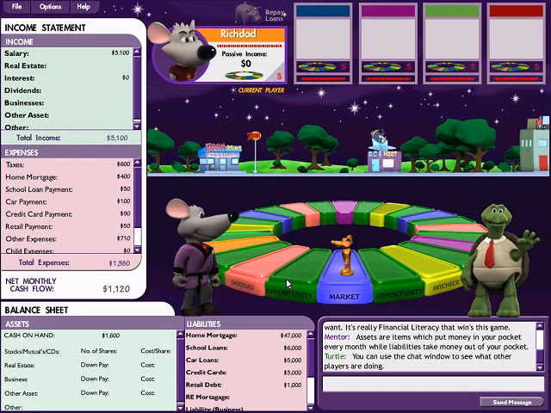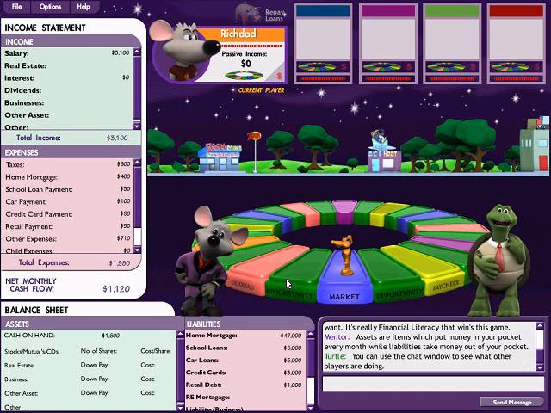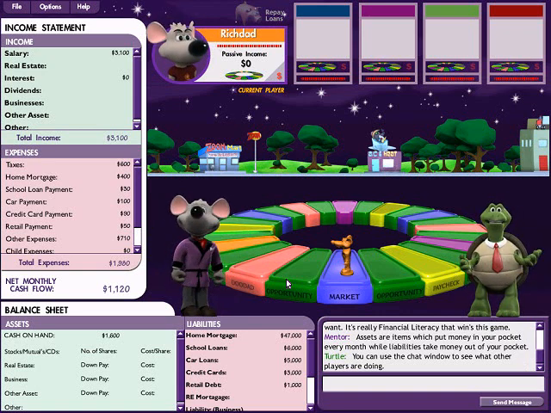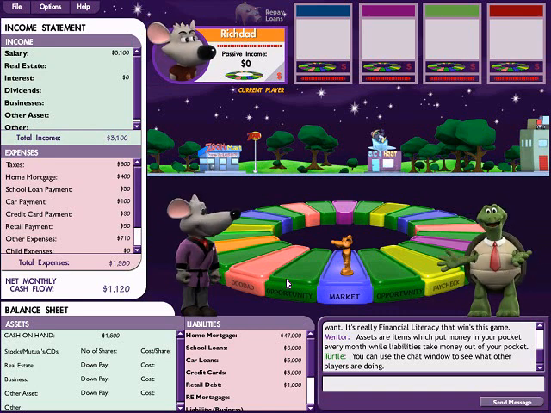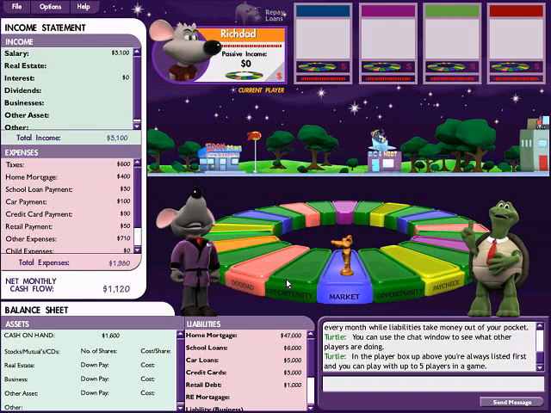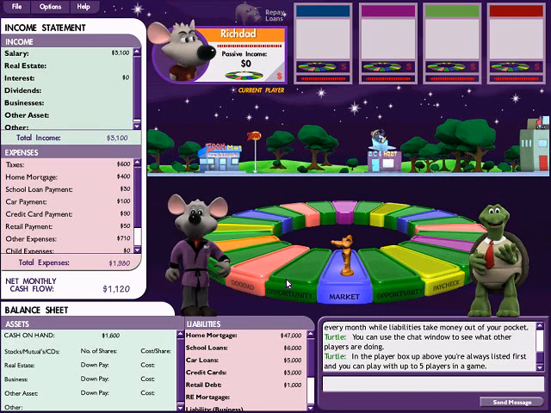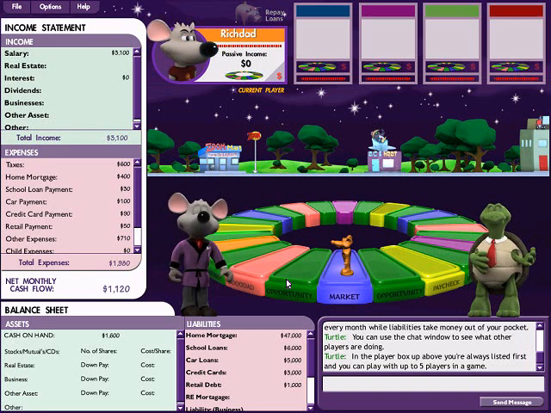The third area is the chat and message window. This is where you'll get critical information about the actions of other players. This is also where you can chat with your friends in multiplayer mode. Up above, we have a listing of the players in the game. You're listed first, and you can play with up to 5 players per game.